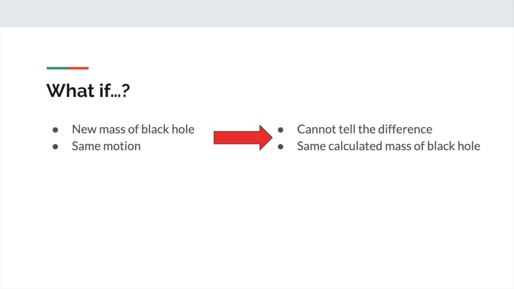If the black hole from this experiment was replaced by a black hole with a different mass, but the motion of the star remained the same, we would not be able to calculate a new mass for the new black hole. Our entire analysis and calculation of the black hole's mass is based on the motion of the star. If the positions at each time step are the same, then we will get the same calculated mass of the black hole.